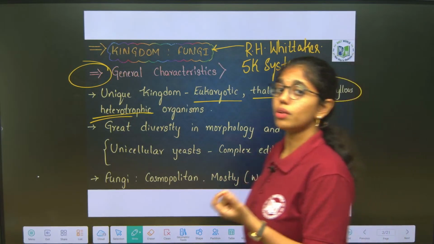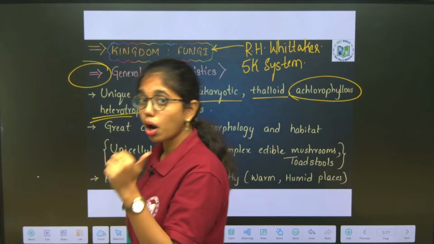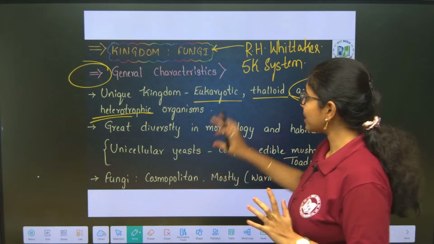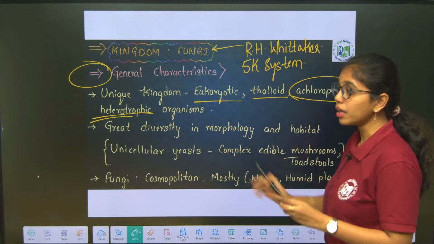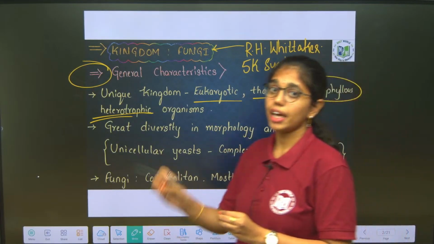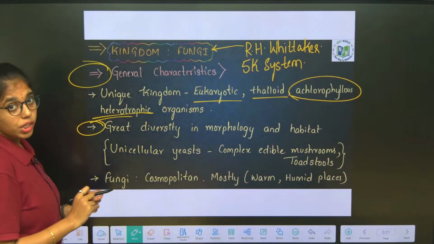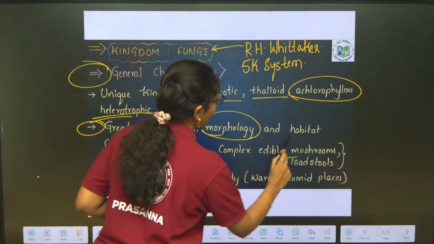And how can you describe fungi? There is no organ or organ system formation in fungi. Okay, they are simple thalloid, eukaryotic, purely or strictly heterotrophic organisms. Next, they show great diversity in morphology and habitat.